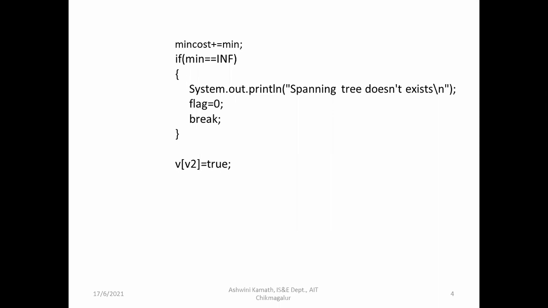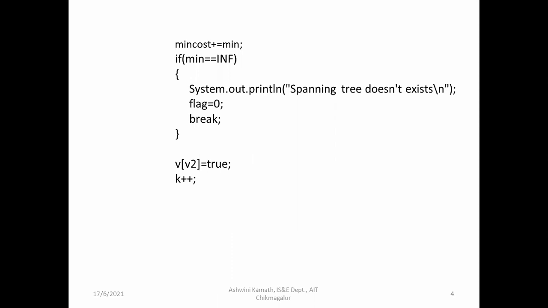V1 we have assigned I, V2 we have assigned J. In the previous slide we have seen that, right? V1 is equal to I and V2 is equal to J, when we find the minimum cost edge. So here V of V2, that is the jth vertex, we are making it as visited. So V of V2 is equal to true. What is V? V is an array which represents whether the vertices are visited or not.